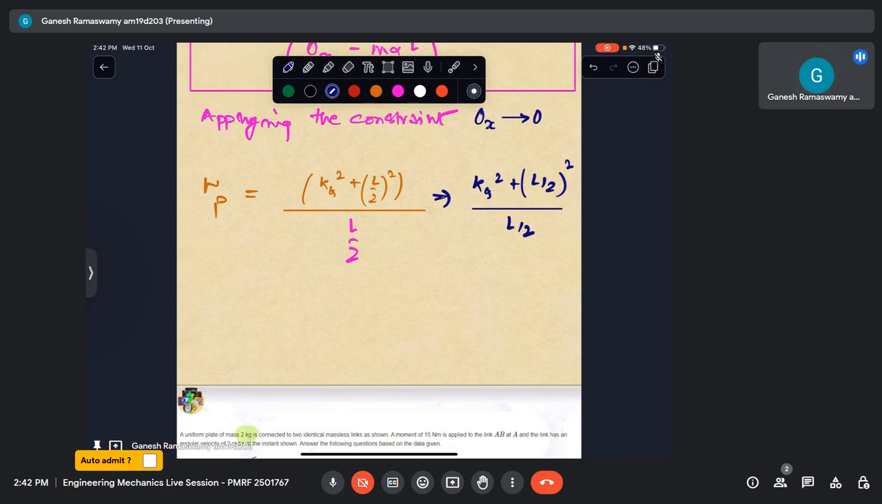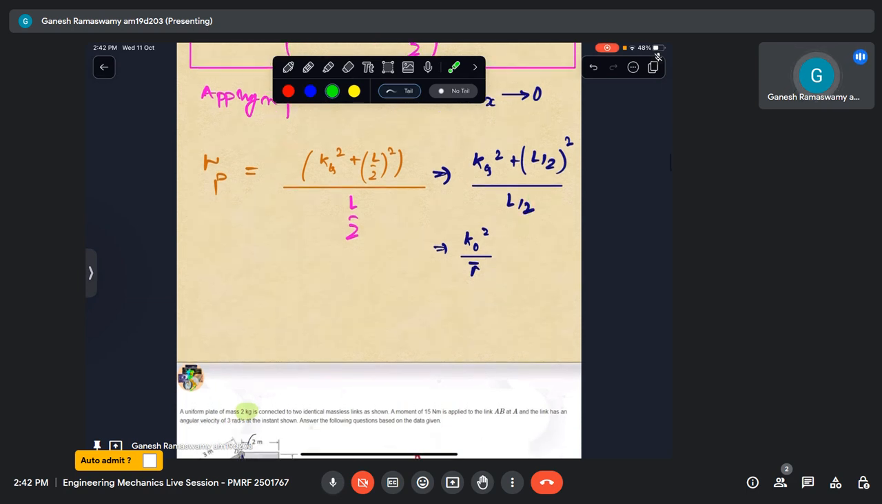Now in the lecture it is given as k naught squared by r bar. If we can see, how will we get k naught squared? It is kg squared plus L by 2 the whole squared. So it is the same. R bar is the distance of the center of mass from the hinge point, which is nothing but L by 2 in our case. So these two are the same. So we have done nothing but derive this equation from first principles, in order to get a feel of the problem.